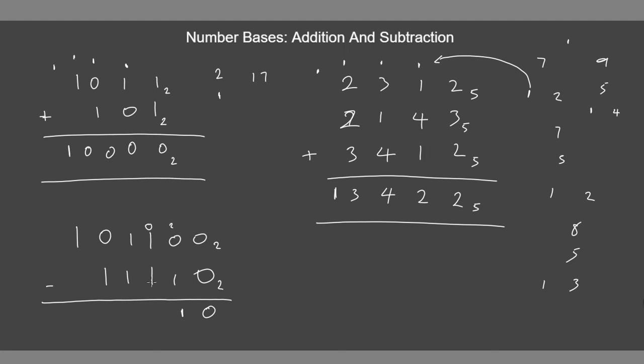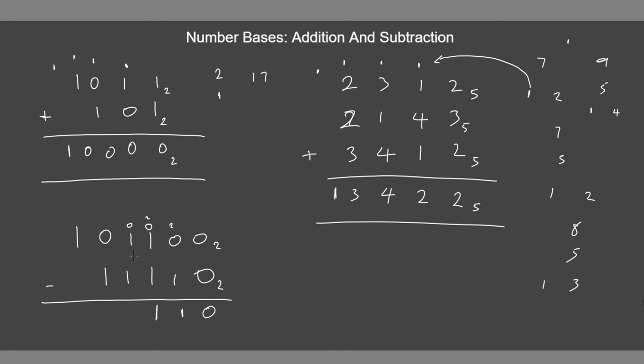Now let's move to the next. 0 minus 1, that's not feasible. So we borrow from the nearest neighbor. So when we take 1 out of this, that 1 in a binary system will be 2 when you add it to this one. So if you add this to the one we borrowed, it has a weight of 2. You understand? So this 2 plus 0, that will give you 2. Then if you subtract 1 from 2, that will give you 1.